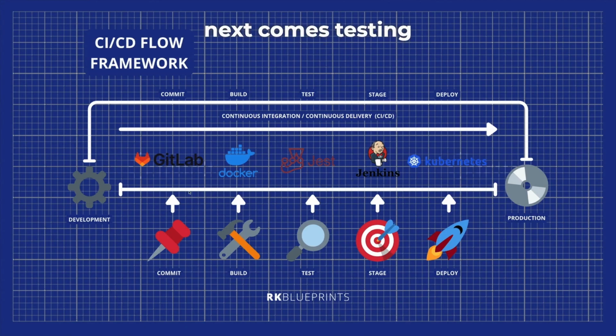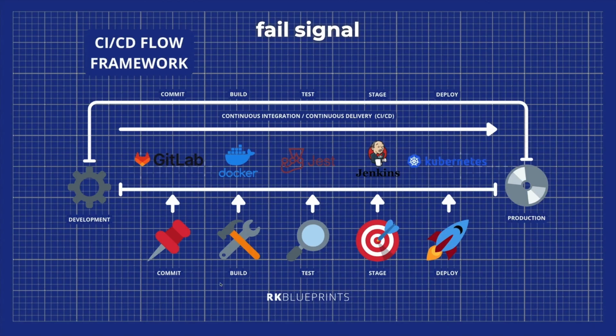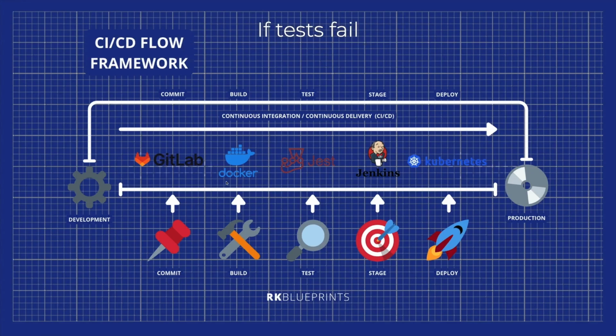Test. Next comes testing, and in this flow, Jest owns quality. Jest runs unit tests, integration tests, and returns a clear pass or fail signal. Jenkins invokes Jest, but Jest decides whether the pipeline continues. If tests fail, everything stops. Exactly how it should.